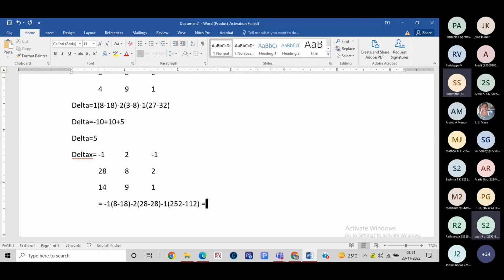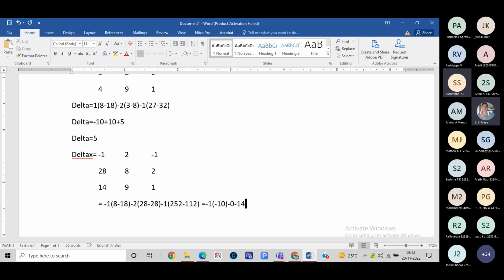Minus 130. Minus 1, 18 minus 10 is minus 10, right? This is 0, right? 28 minus 28. Minus 1 into, what is that? 252 minus 112. It is 140, ma'am. The answer is 140.